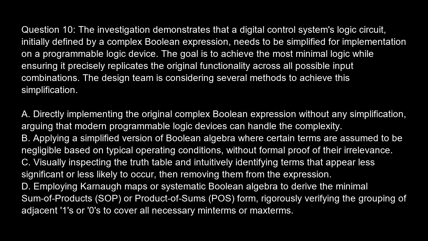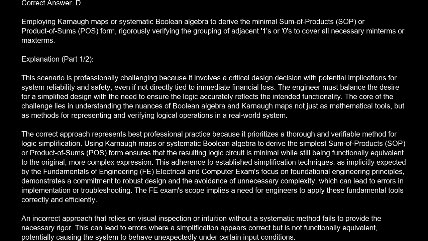Option C. Visually inspecting the truth table and intuitively identifying terms that appear less significant or less likely to occur, then removing them from the expression. Option D. Employing Karnaugh maps or systematic Boolean algebra to derive the minimal sum of products, SOP, or product of sums, POS, form, rigorously verifying the grouping of adjacent 1s or 0s to cover all necessary minterms or maxterms. The correct answer is D. Employing Karnaugh maps or systematic Boolean algebra to derive the minimal sum of products, SOP, or product of sums, POS, form, rigorously verifying the grouping of adjacent 1s or 0s to cover all necessary minterms or maxterms.